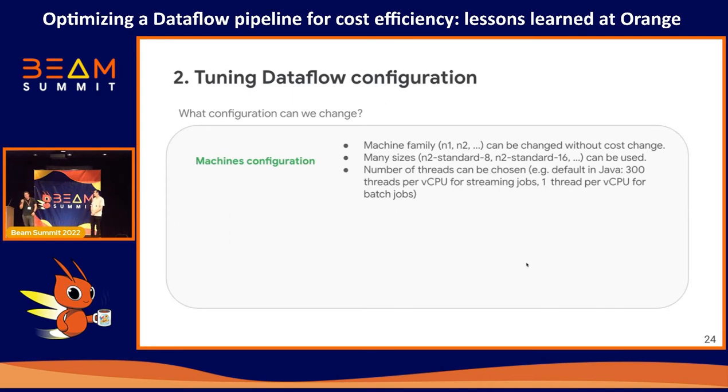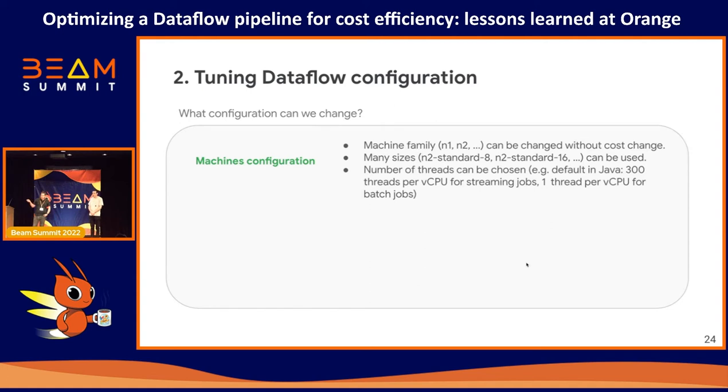The first kind of configuration you can try to set is the machine configuration. You can choose the worker family, N1, N2, or any other worker family available in the GCP Compute Engine. And you can change it without additional costs, as Dataflow is priced according to the number of vCPU and not the type of vCPU.